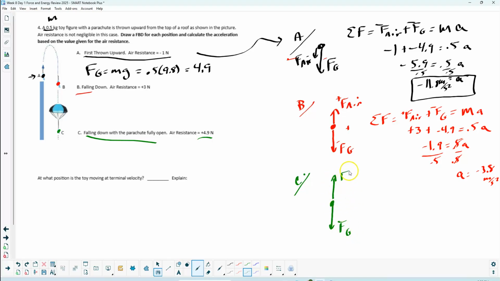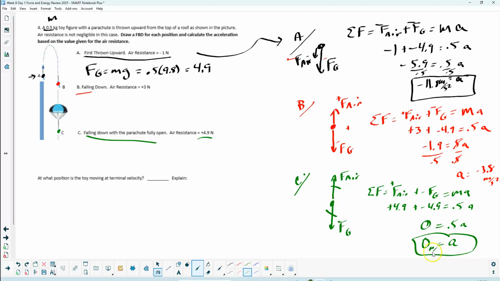And if you notice the numbers, the air and the gravity are balancing out at this point. So the sum of the forces: I have the positive air and the negative gravity added together equals ma. So I have a positive 4.9 plus a negative 4.9 equals 0.5a. Positive and negative 4.9 give me 0, and the only answer that will work for this is 0. So this object at this point has 0 acceleration.